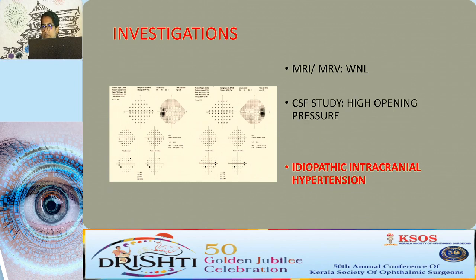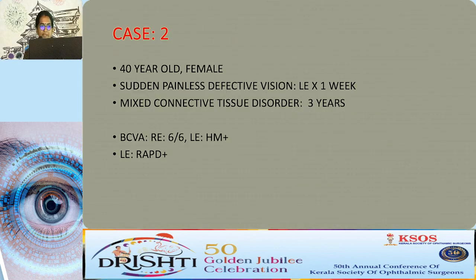So you have a lot of people who are asymptomatic, especially young females, who come accidentally to your OP for some other things, and they are diagnosed with idiopathic intracranial hypertension. I think we ophthalmologists see them first, and the diagnosis is very critical because it actually gets cured with the use of proper medications.